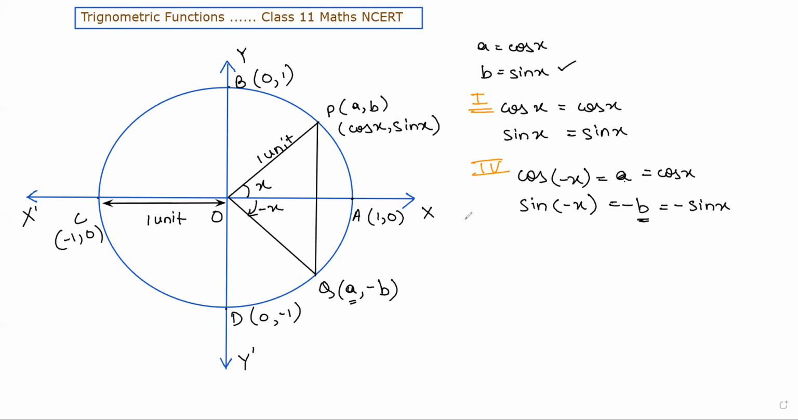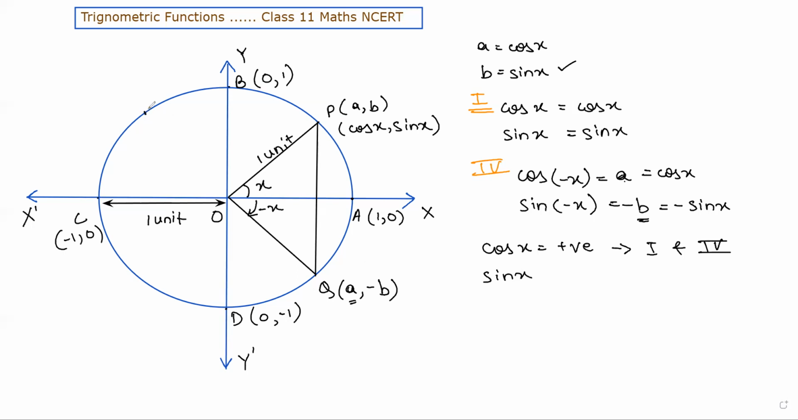By this observation, we can say that cos x is positive in the first and fourth quadrants. What about sin x?